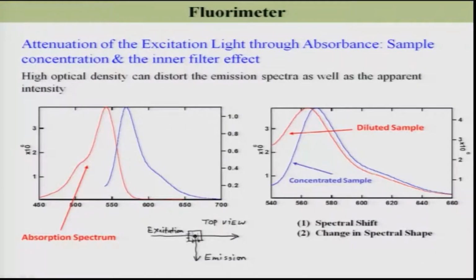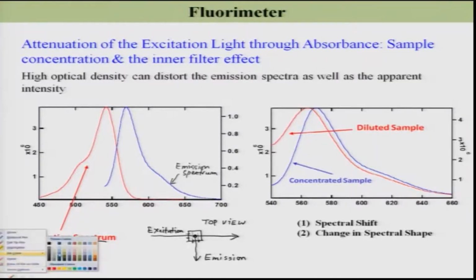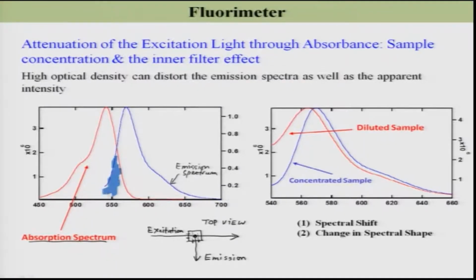Now, let us say this red one is the absorption spectra of the sample that you put inside your sample chamber, and this is the emission spectrum of the sample which is already known to us. Now, you see a considerable overlap in the absorption and emission of the sample. So, see here this overlap, there is overlap over here.